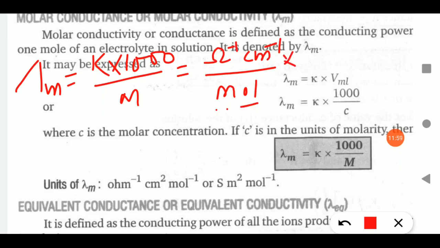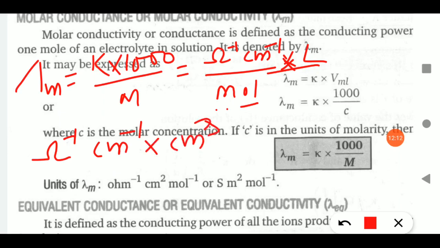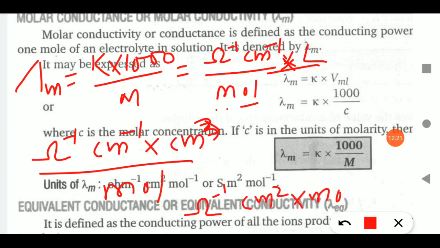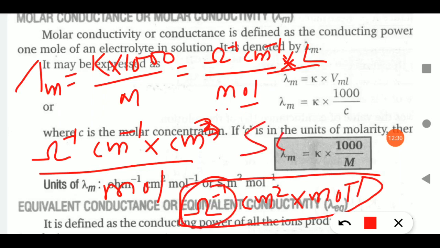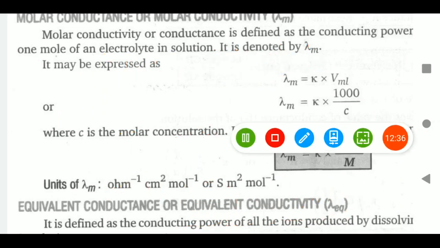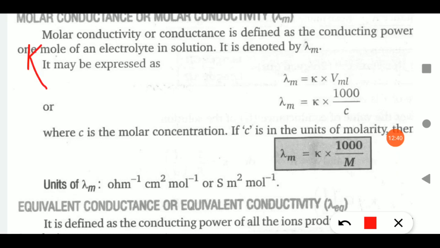And the unit of liter is centimeter cube, which is the unit of volume, upon mole. So the unit is ohm inverse centimeter square per mole. So this is the unit, student. See the unit of molar conductance: ohm inverse centimeter square per mole, and ohm inverse is known as Siemens. So Siemens centimeter square mole inverse. So I am writing the unit of each: kappa, then lambda m, then lambda eq.